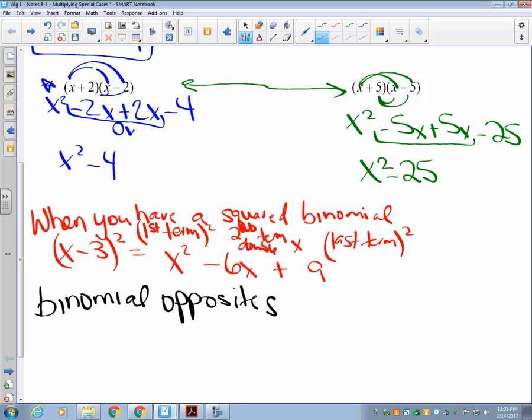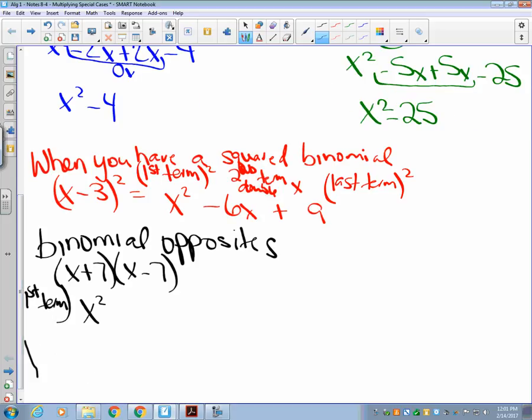So a binomial with opposites, so x plus 7 and x minus 7. You take your first term and square it. So your first term, thank you, squared. And then you take your second term and square it.